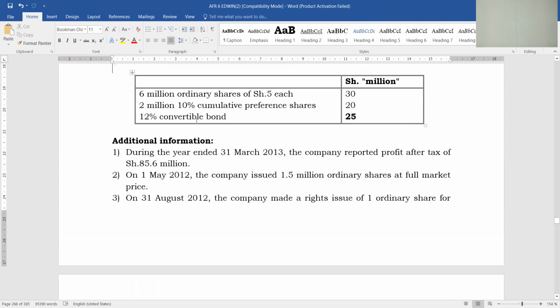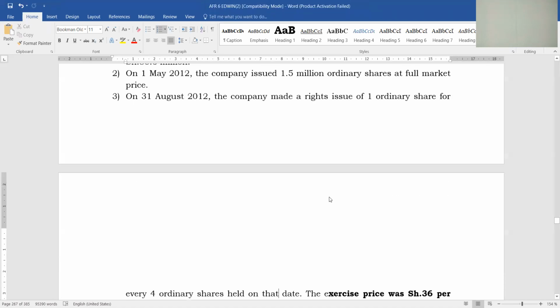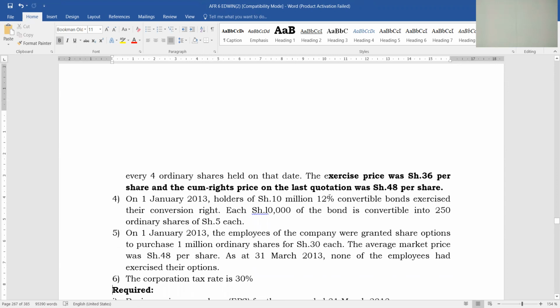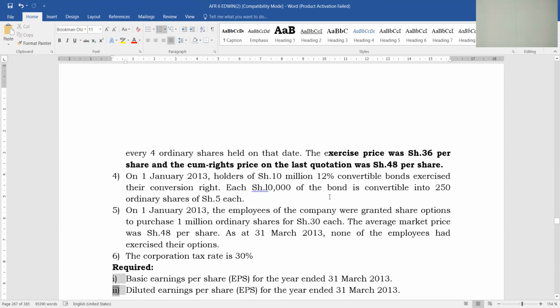The 12% convertible bond, this 12% convertible bond. The total was 25. Even if they converted 10, remember that under diluted, we deal with both the ones which are likely and unlikely to be converted. But under basic, we dealt with only the ones which they converted. Now under diluted, we deal with the total, the 25. That is the first security, the 12% convertible bond.